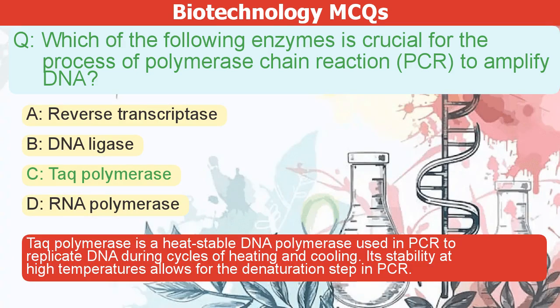C. Taq polymerase. D. RNA polymerase. The correct answer is C. Taq polymerase is a heat-stable DNA polymerase used in PCR to replicate DNA during cycles of heating and cooling. Its stability at high temperatures allows for the denaturation step in PCR.